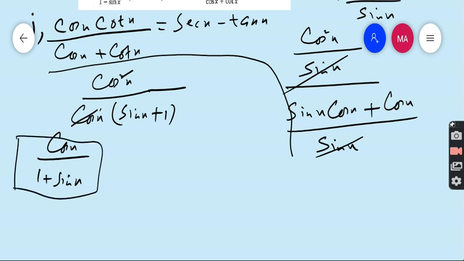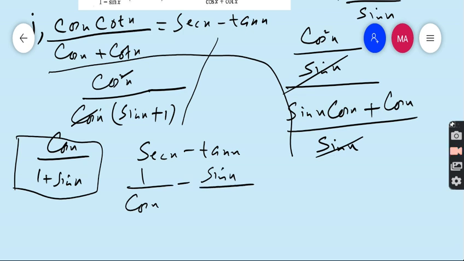Now right hand side is sec x minus tan x. Sec is 1 upon cos x and tan is sin x upon cos x. Taking LCM is cos x. Oh students, I completely understand. I will do this part again. I completely understand.